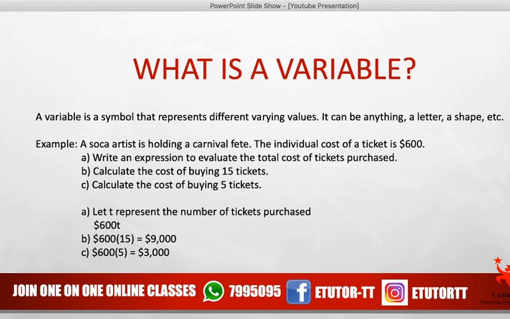Calculate the cost of buying 5 tickets. So now instead of 15, you're going to replace the T with 5. So it's going to be 600 times 5, which is $3,000. So $3,000 is the cost of buying 5 tickets for that carnival fete.